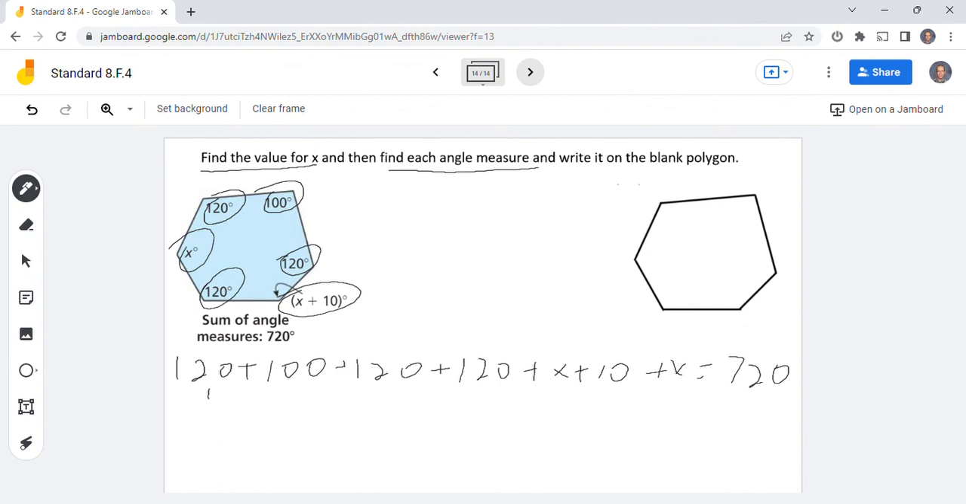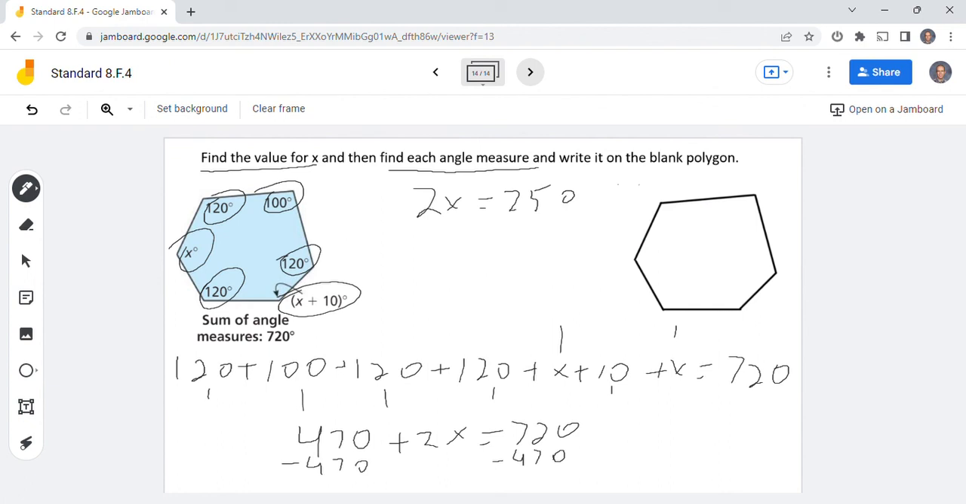So we're going to combine some like terms. All of these numbers here are like terms. So we got 470 all together with those numbers. And then the x's are like terms as well. So we get plus 2x right here. On the other side, we get 720. Continuing, we subtract 470 from this, subtract 470 from that, and we end up with 2x on our left-hand side equals 250. Finish this out by dividing by 2, and we get x equals 125.